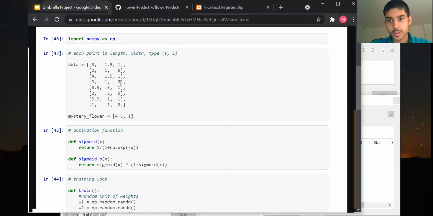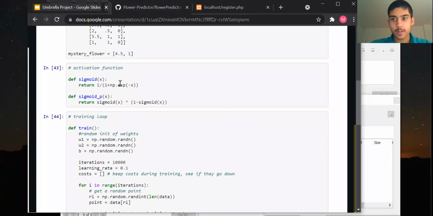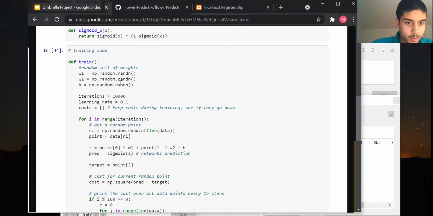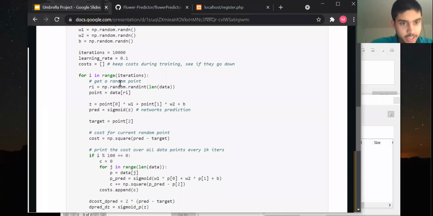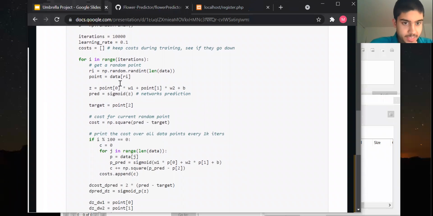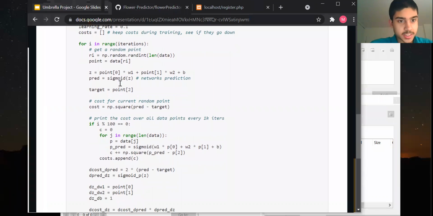So we're going to take the correct value and subtract it from whatever the neural network predicted, and based on that we're going to keep trying to make the prediction better and better. And so this is our for loop, in which we're going to do 10,000 iterations, where we just get a random data point. Then we're going to apply the weights and biases.